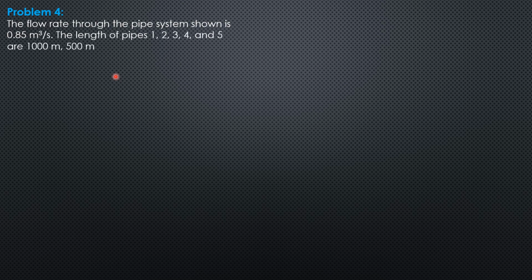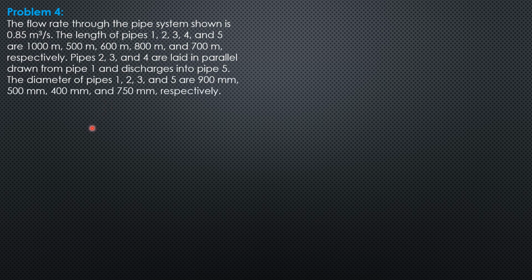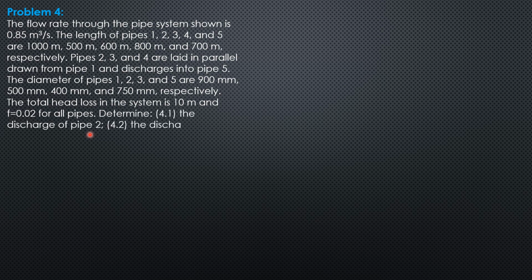Example 4 on series parallel pipes and minor losses. The flow rate through the pipe system shown is 0.85 cubic meter per second. The lengths of pipes 1, 2, 3, 4, and 5 are 1000 meters, 500 meters, 600 meters, 800 meters, and 700 meters respectively. Pipes 2, 3, and 4 are laid in parallel, drawn from pipe 1 and discharging into pipe 5.